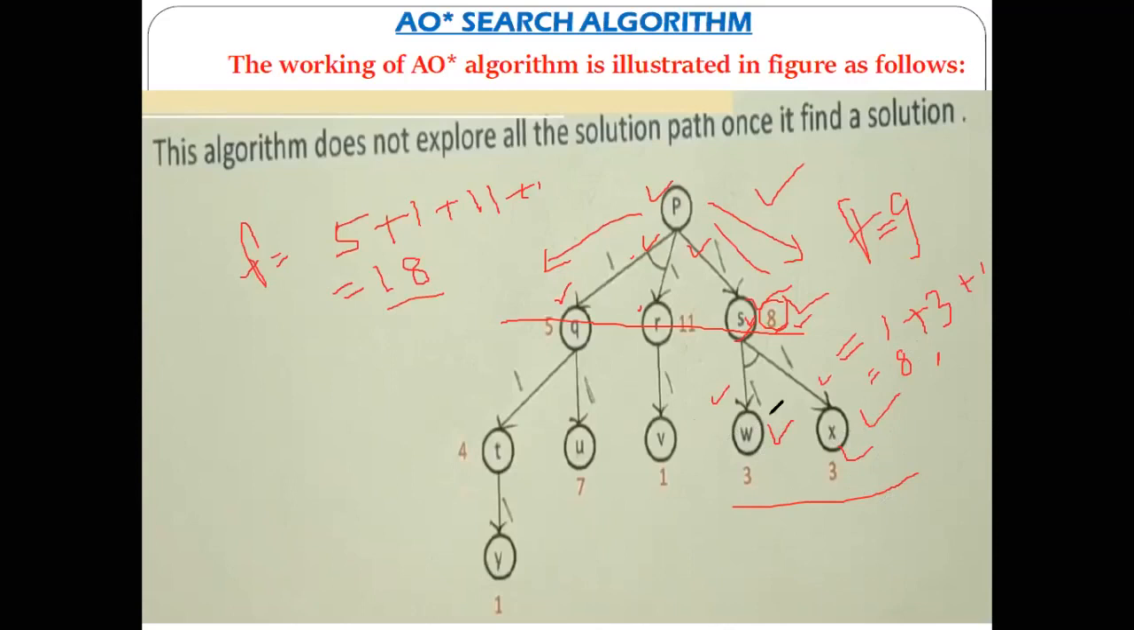Correct? Now when you reach the terminal node, the AO star search algorithm says we need to do back propagation of the values. Back traversing means you need to do backtracking here. And the main aim of doing the backtracking is nothing but re-examination. Got the point? The point I told you lastly, AO star suggests what?